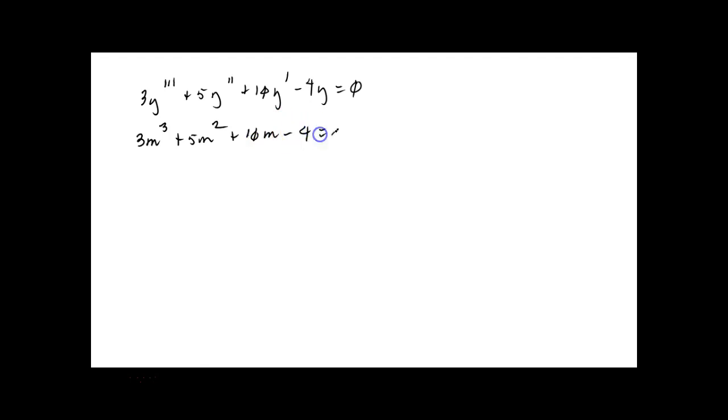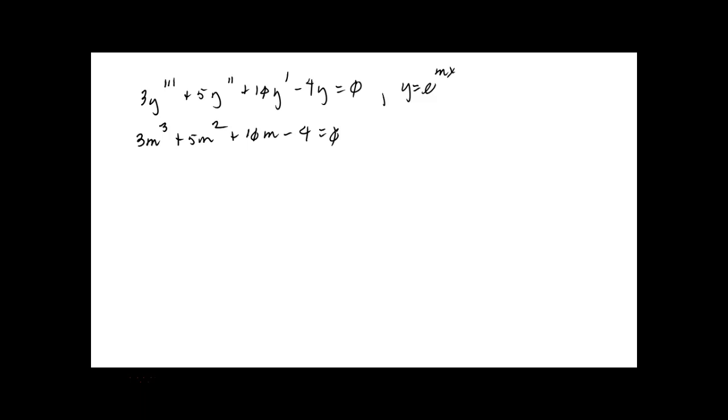10m minus 4 equals 0. Okay? Now, this of course comes from y is equal to e to the mx. That's where those m's came from. That's our assumption. Constant coefficients, that's what we use.